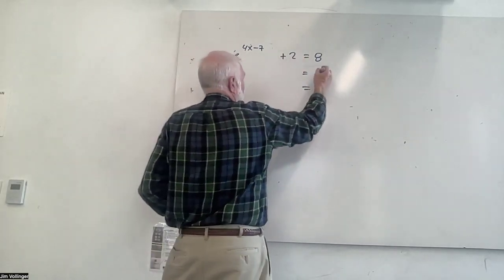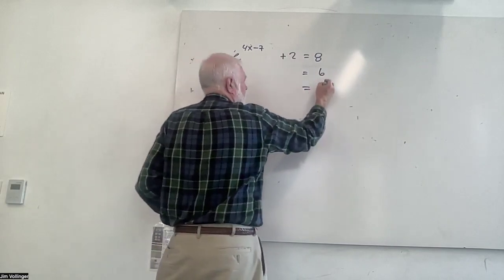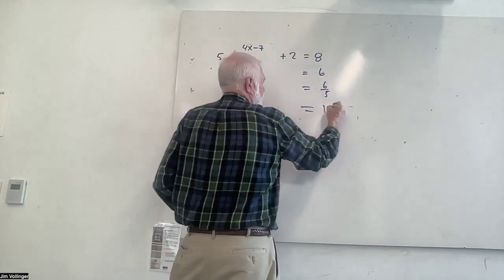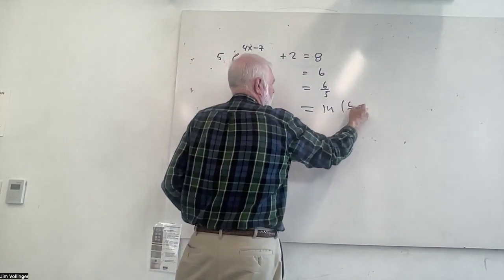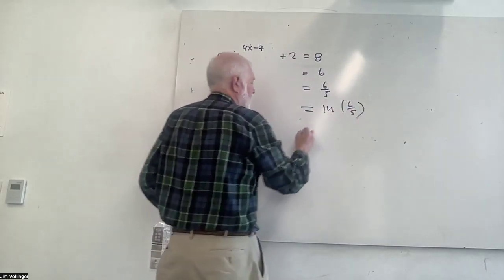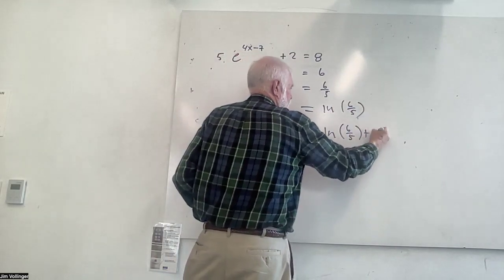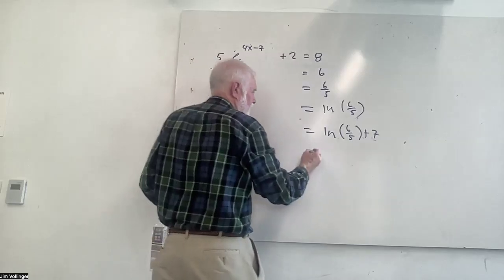So I subtract 1, let's make it a 2, get some new numbers here. So I subtract 2, well, that's 6. I'm going to divide by 5. Looks like I'm going to do the inverse of e. ln of 6/5. I think I've got to add 7. And then I think I've got to divide by 4.